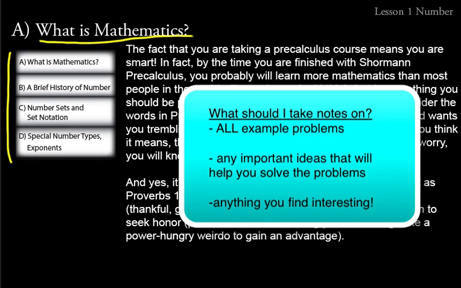Then, like on the screen right now, you see a lot of words. You don't need to write all of that down. Listen. If there's something in particular that is of special interest to you, a Bible verse, a quote, an idea, then feel free to write those things down. Be creative. Make the notes your own record of this course.